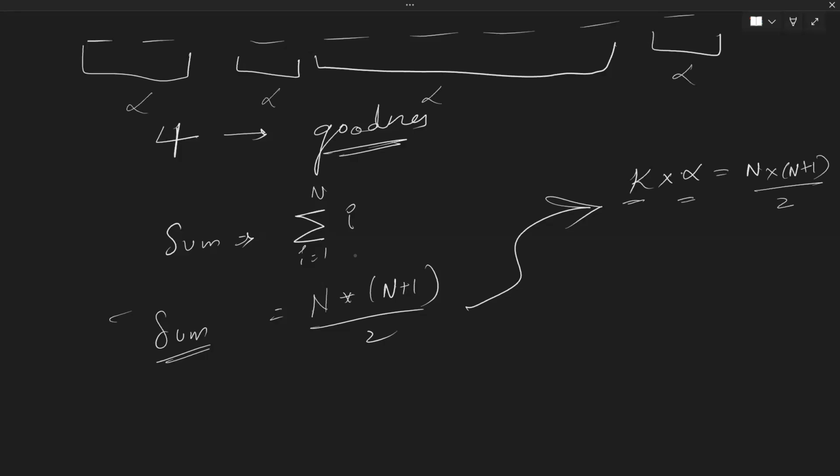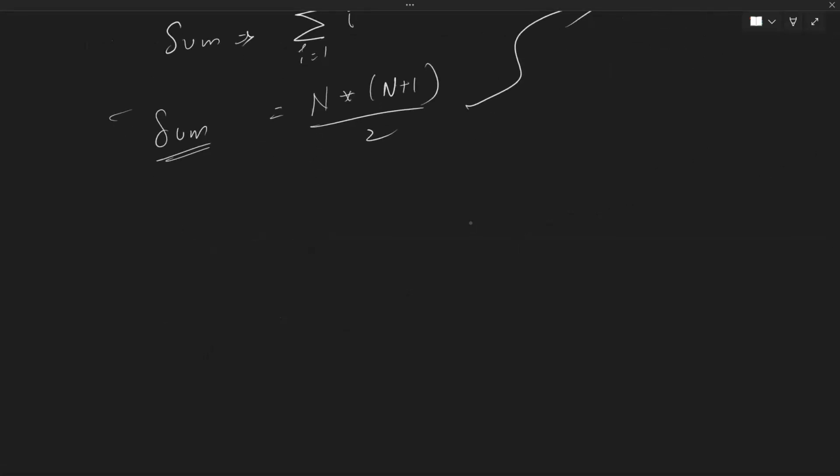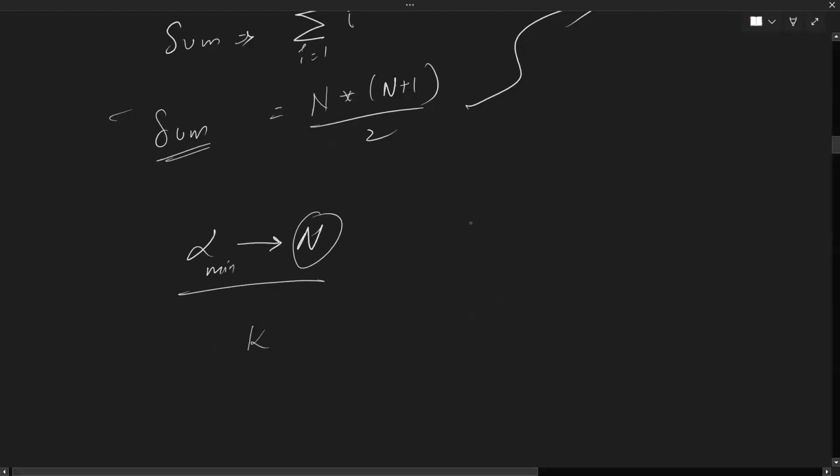Now tell me one thing, what is the minimum value of alpha? The minimum value of alpha is at least n. Why? Because n will be in one of the subarrays, and whichever subarray has n, that subarray's sum will be at least n. So the minimum value of the sum that you can choose is n. Now, k times alpha equals a constant, that is n into (n plus 1) by 2.